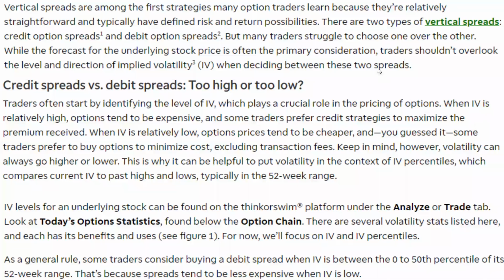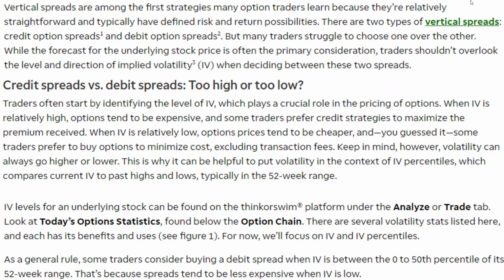Now, vertical spreads are among the first strategies that many option traders learn because they're relatively straightforward and typically have defined risk and return possibilities. There are two types of vertical spreads. There are credit option spreads and debit option spreads, but many traders struggle to choose one over the other.